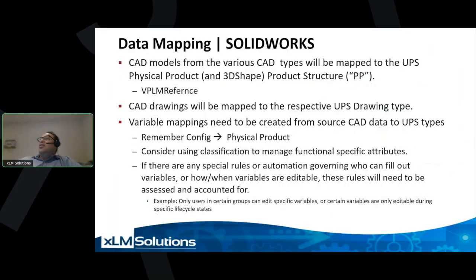So as mentioned, CAD models, whether it's a SOLIDWORKS CAD model or coming from another CAD system, will be mapped to the physical product item and 3D shape. A lot of times I'll refer to it just as simply PP. Behind the scenes, if you look at the data model, it's called a VPLM reference object. For front-end users, it doesn't matter, but sometimes you'll see VPLM reference, whether it's in the documentation or looking at the behind-the-scenes data model. But a VPLM reference and a physical product is the same thing. It's also sometimes referred to as an engineering item, but mainly you'll hear physical product.